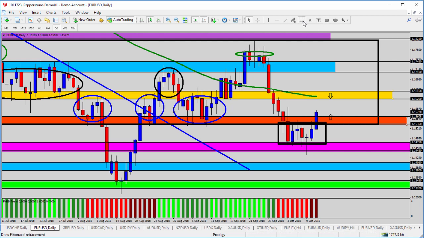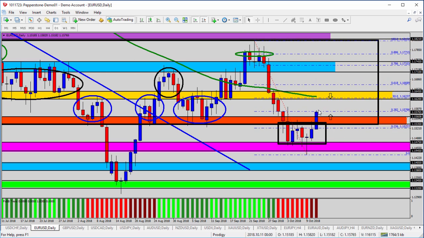Let's take one simple fib from the highest high right here to the current low. 38.2 sits at 115.78, right about where the current market is challenging right now. Above there, 50% of that little down leg sits right here at 116.23, right into the bottom of the yellow zone. So I think it's pretty easy and safe to say that as long as the bulls stay in control today, it stays above the orange zone, we look to target the yellow zone.